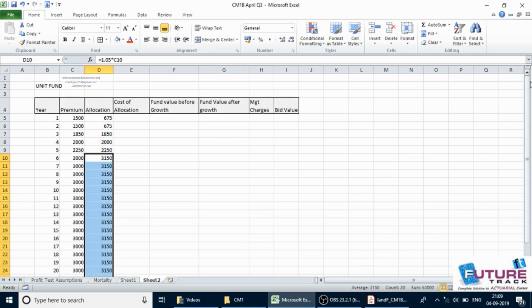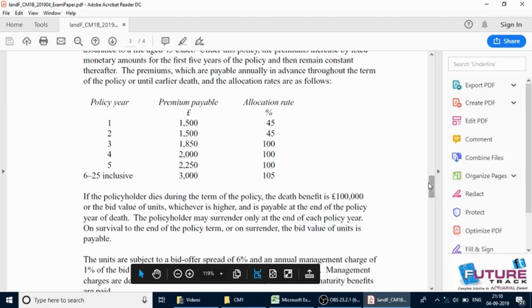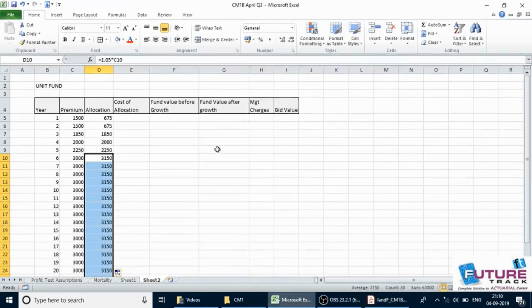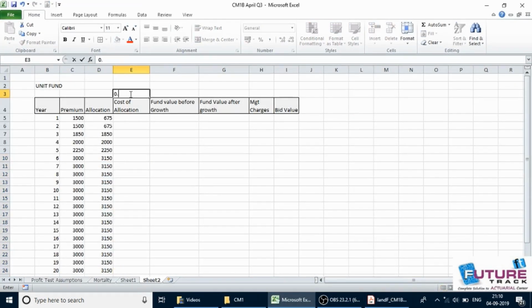Now what is the cost of allocation? The cost of allocation is the part you remove to get the bid value from this. In the question we have mentioned we have a 6% bid offer spread. So you can say that 94% of the allocation part is our amount after cost of allocation. So 0.94 of this part. Fine. Double click this.